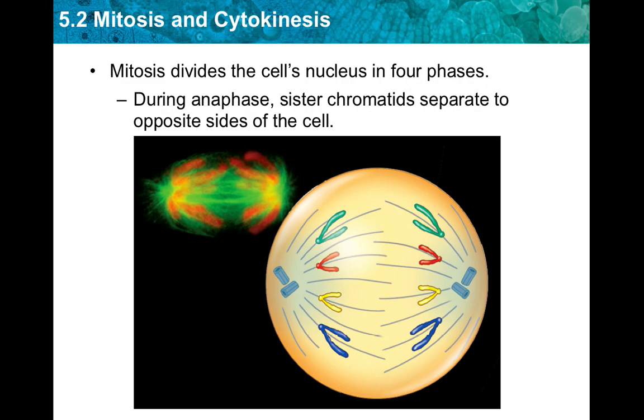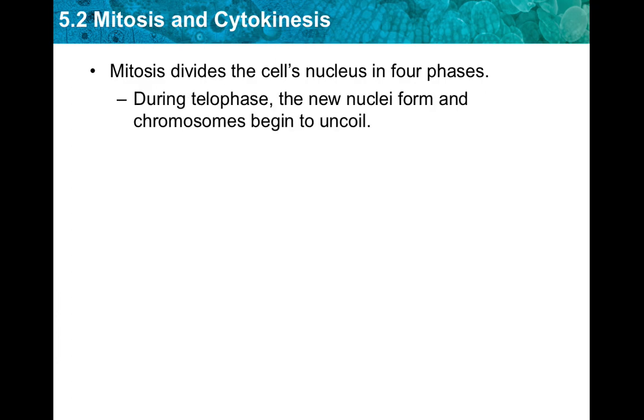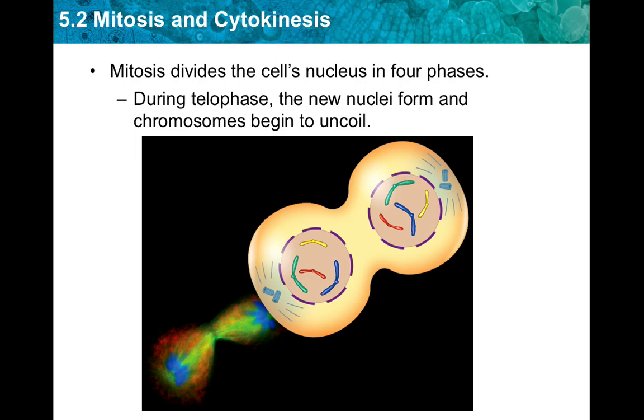Then we have the anaphase. Chromatids separate from each other to opposite sides of the cell. Cytokinesis forms in late anaphase or telophase. During the telophase, nuclear membranes start to form. Chromosomes begin to uncoil and spindle fibers pull apart.